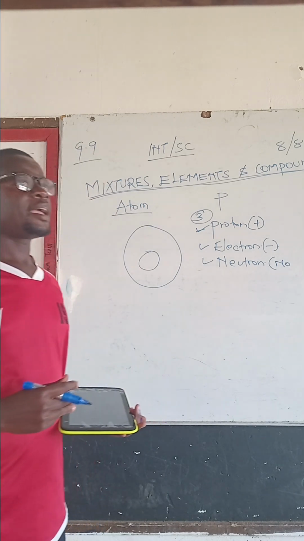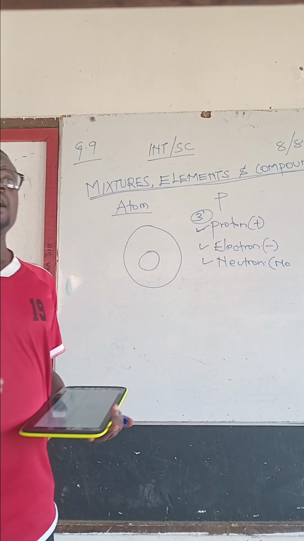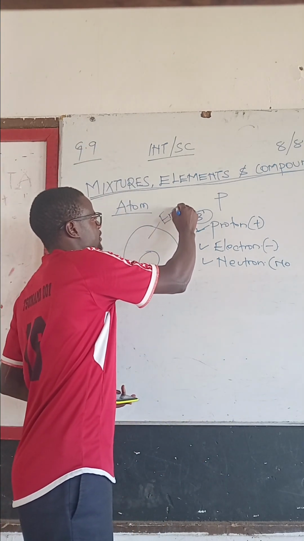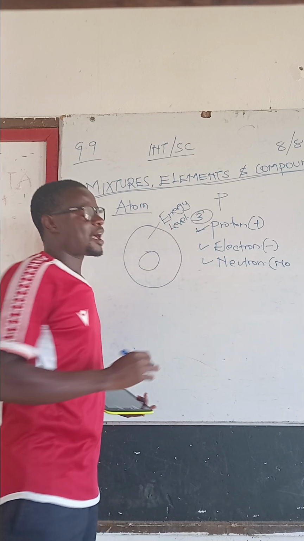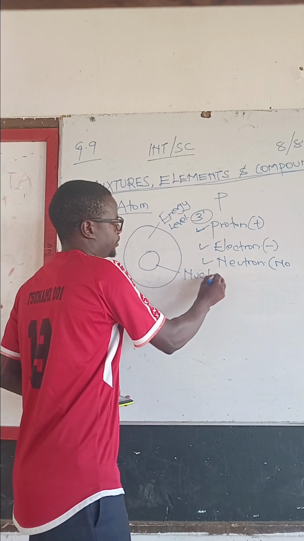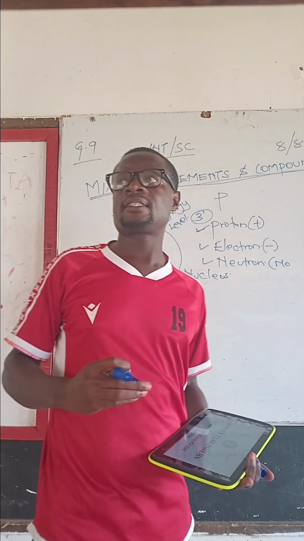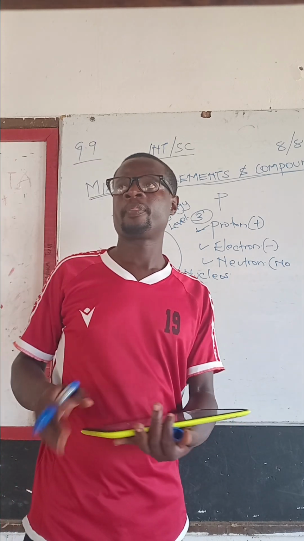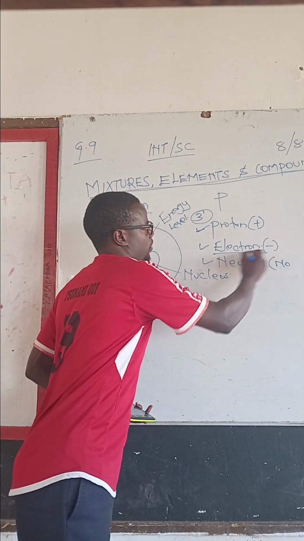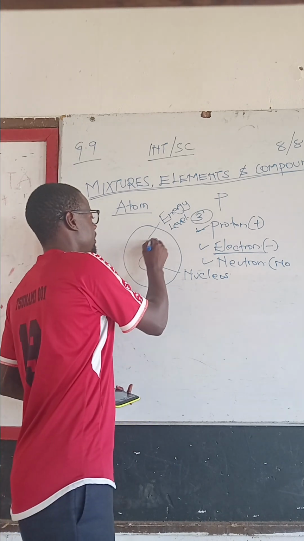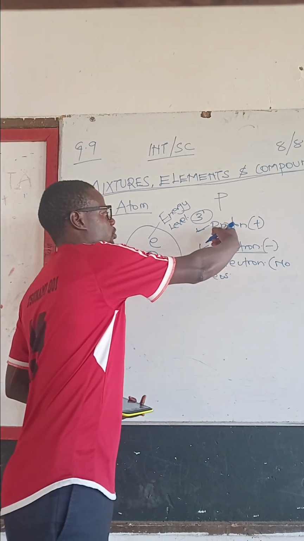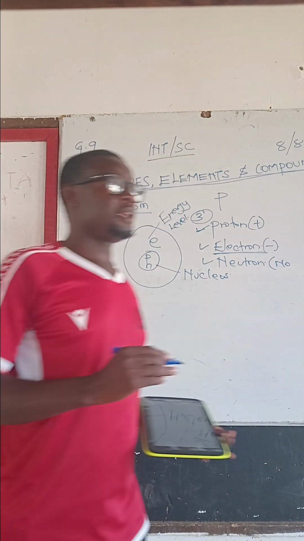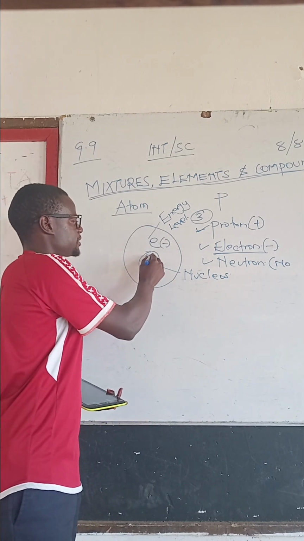That is the neutron. So the atom itself has got places where these subatomic particles are placed. Some are placed inside the energy level, and some are placed inside the nucleus. Now let us check the ones that are placed inside the energy level. That is this one, electron. Electron is always placed inside the energy level, while the rest, that is protons and neutrons, are always placed inside the nucleus.